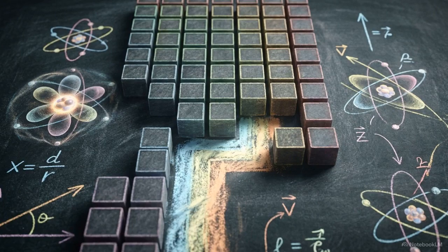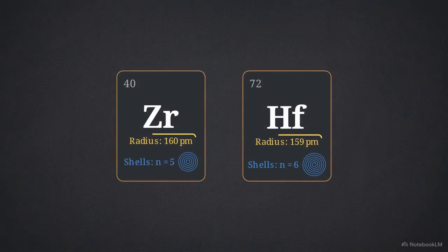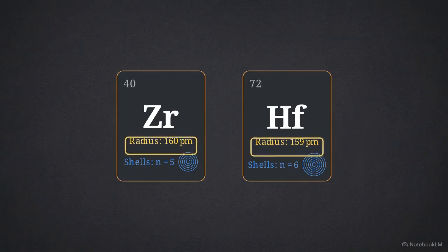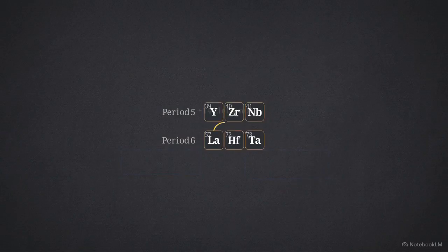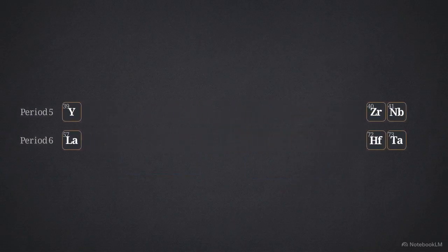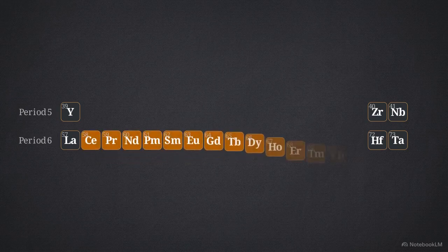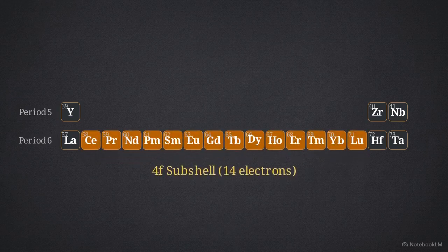A distinct anomaly occurs when moving vertically from the 4d series to the 5d series. Zirconium and hafnium have identical atomic radii, even though hafnium has an entire extra electron shell. The atomic numbers between these elements jump by 14. Before the 5d series can fill, 14 electrons must populate the 4f subshell.